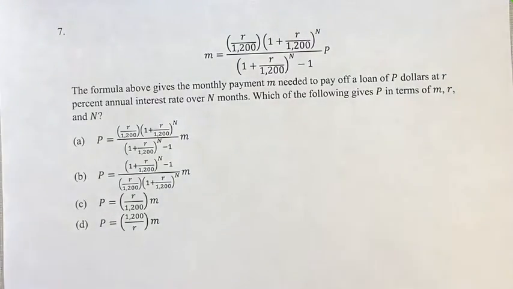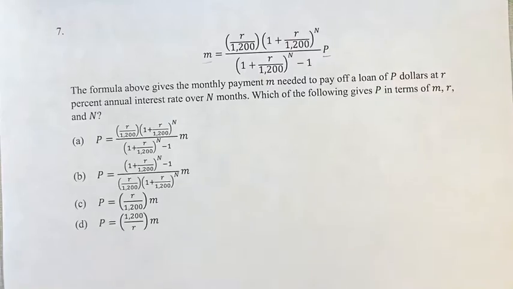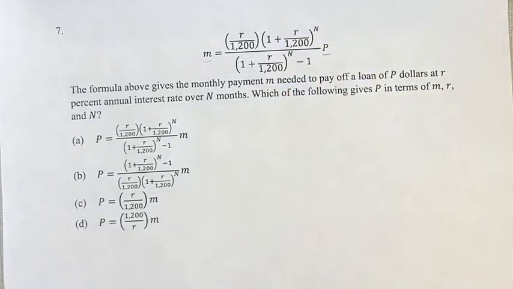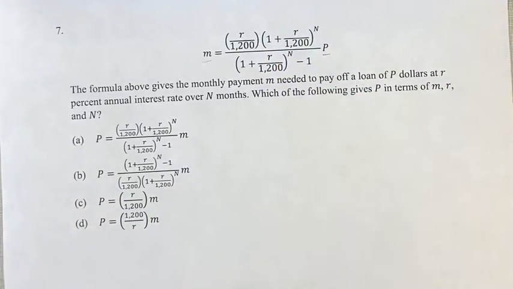In this problem, we have this equation and we're looking to find p in terms of m, r, and n. So this is a pretty complicated equation, not because of the actual operations being performed, but because there's a lot of numbers and variables.